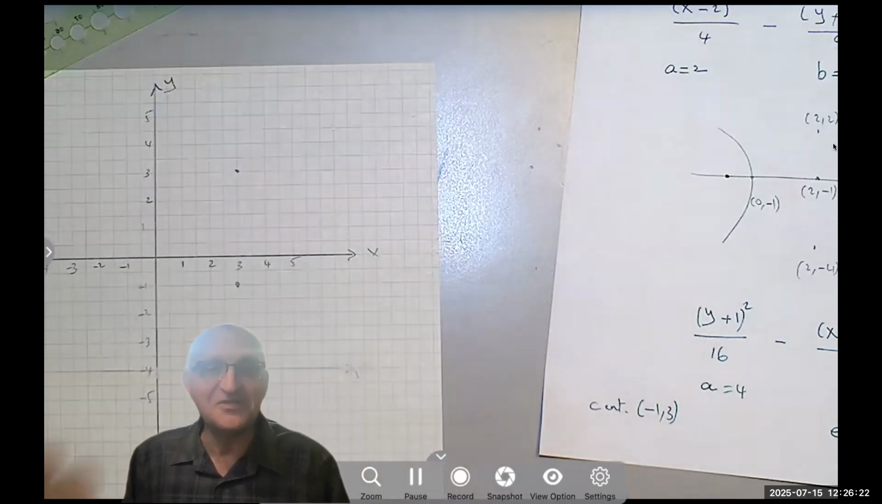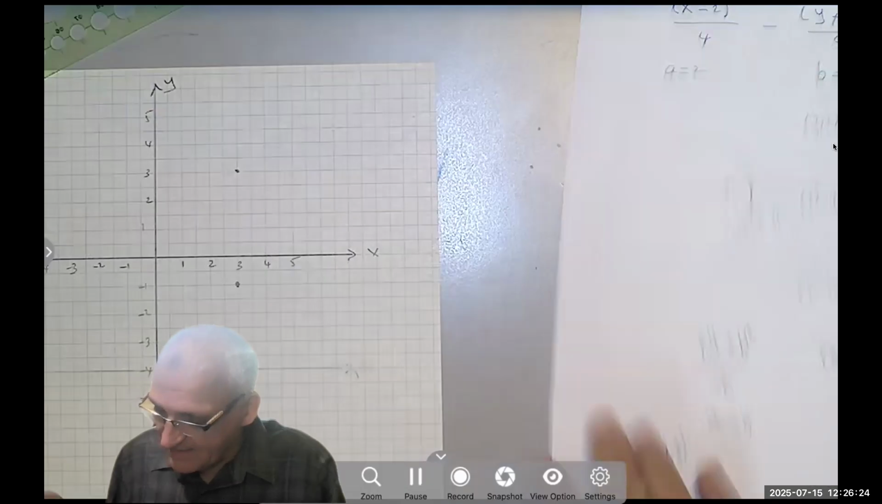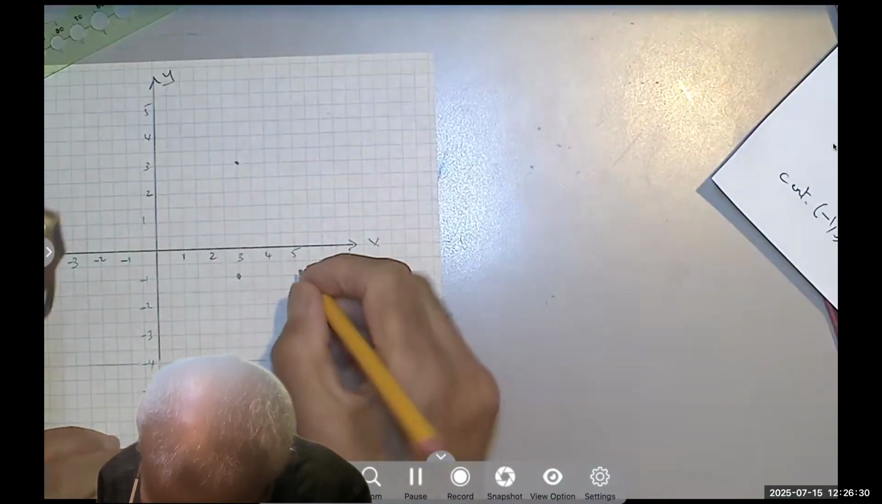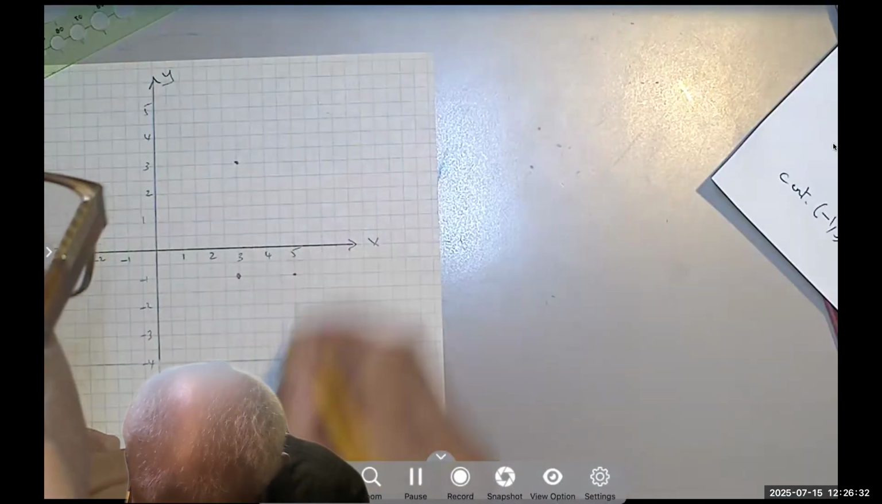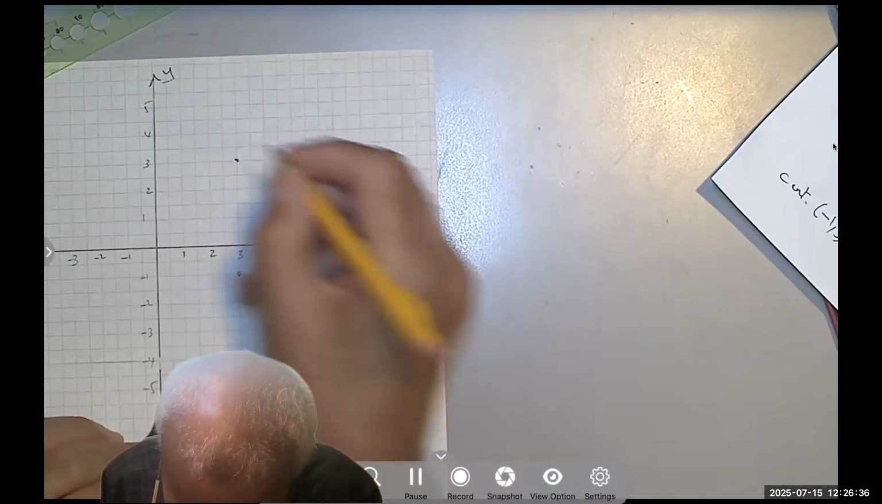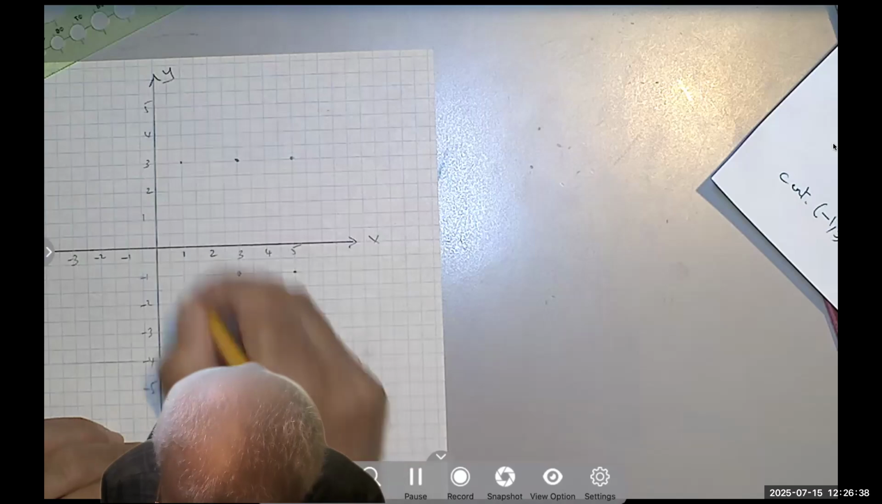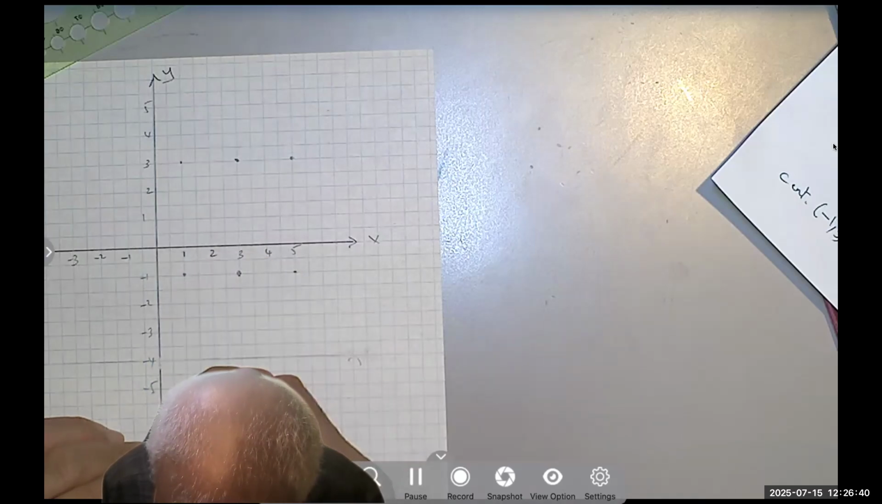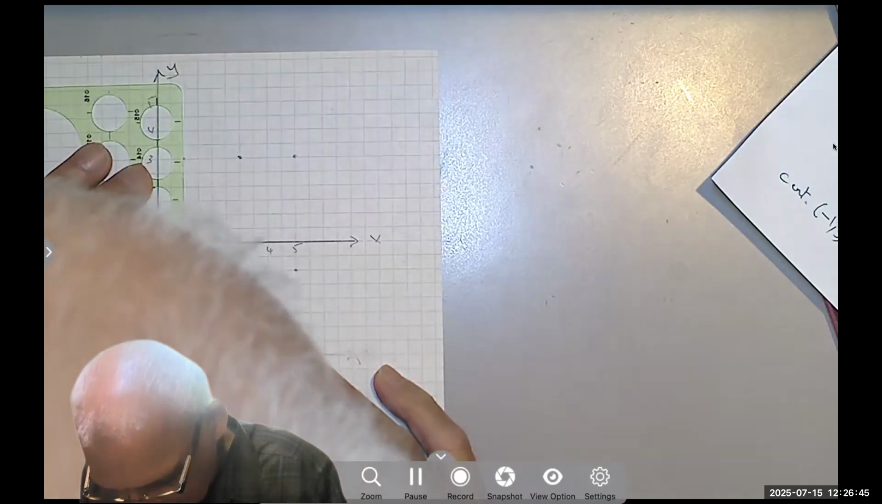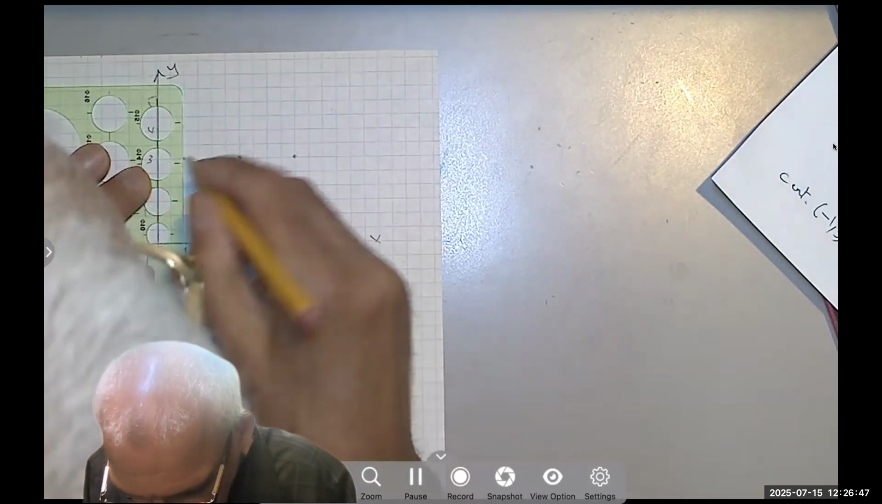Well, I didn't need to erase that. And then the B is 2. So I go two to the right, two to the left. Two to the right, I come here. And two to the left, I am there. So now I can construct my box.